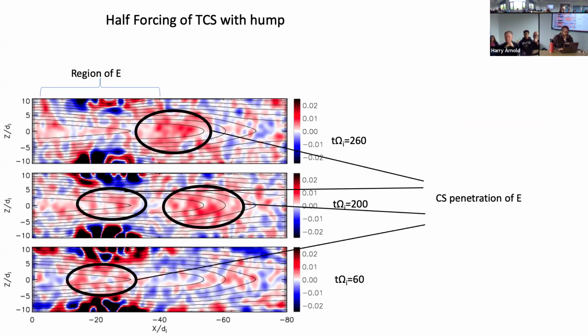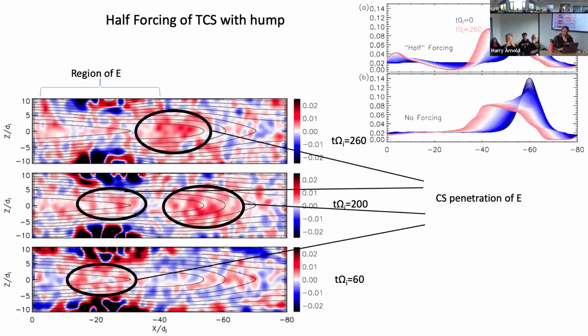This is showing the electric field penetrating the current sheet. This is where, let's see, I think I reversed the time here. So initially you can see here's the forcing, you get some electric field in the current sheet. Then this is your BZ hump as it begins to move earthward and then continues to move earthward.